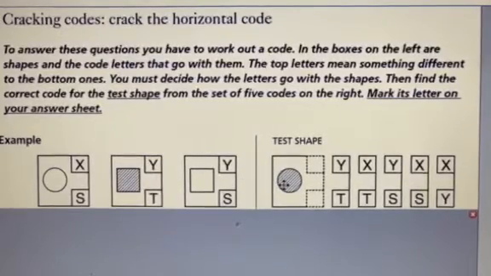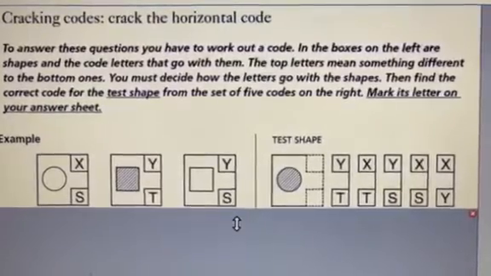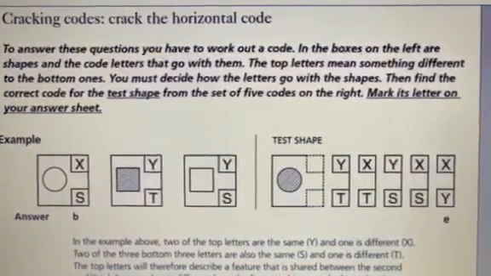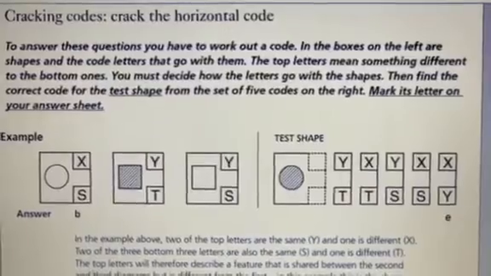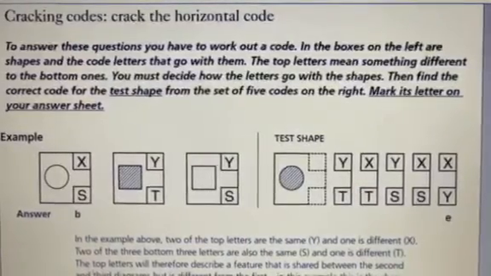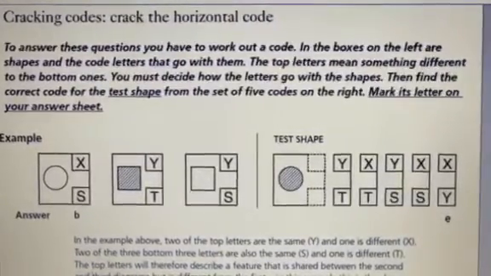So have a look at this one. We know it's a circle. Which one had a circle at the top? We know that must be an X. And it's shaded, so we look for the shaded shape. That must mean it's a T. So we're looking for X and T. So the answer should be B. Remember, the top letters are showing the shape and the bottom letters are showing whether it's shaded or not. Well done, you've got that one because it's a bit more complicated.